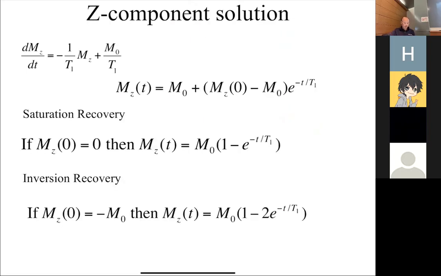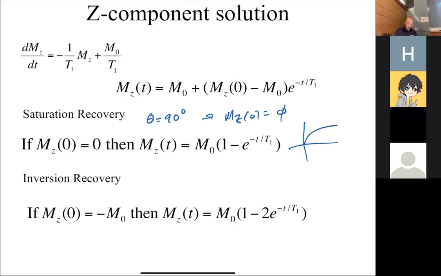Then the general solution for M sub z is that it wants to go back to M0, and it does that with a correction term that decays away with the exponential time constant of T1, okay? Saturation recovery just refers to applying a 90-degree flip angle, so at time equals 0, M sub z is equal to 0, and then there's just this recovery.